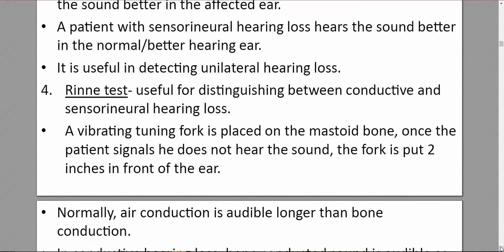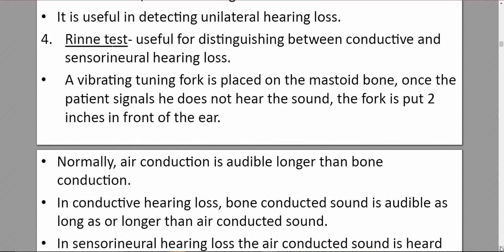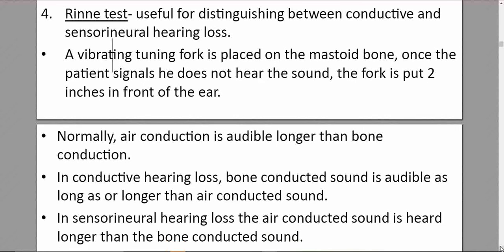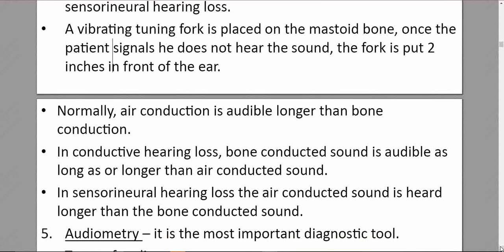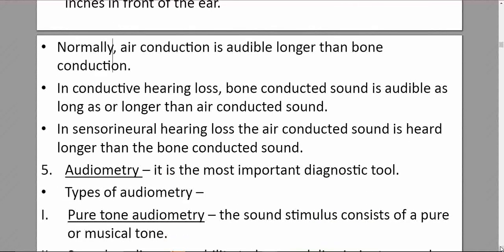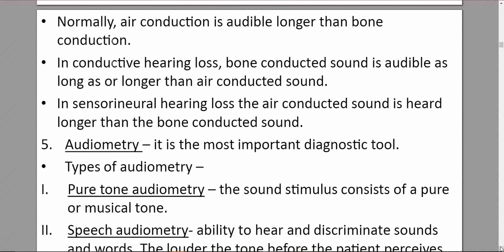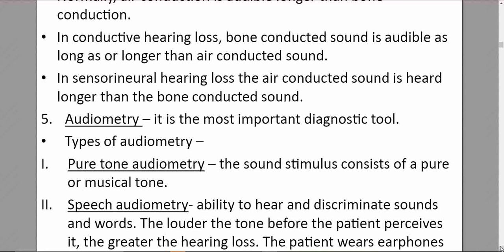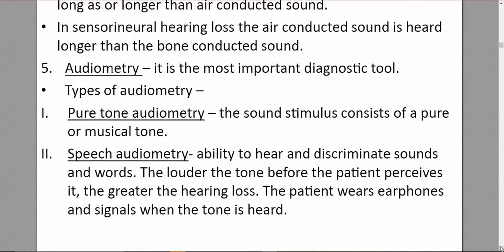That is that test. The fourth test is the Rinne test, useful for distinguishing between conductive and sensorineural hearing loss. A vibrating tuning fork is again placed on the mastoid bone. Once the patient signals he does not hear the sound, the fork is put 2 inches in front of the ear. Normally, air conduction is audible longer than bone conduction. And so in conductive hearing loss, bone conducted sound is audible as long as or longer than air conducted sound. In sensorineural hearing loss, the air conducted sound is heard longer than the bone conducted sound.